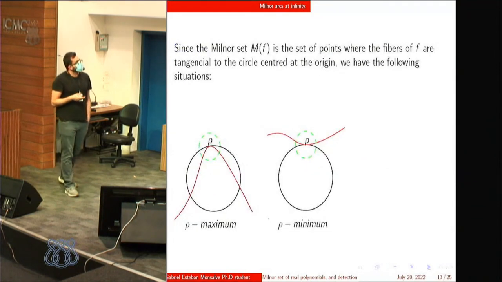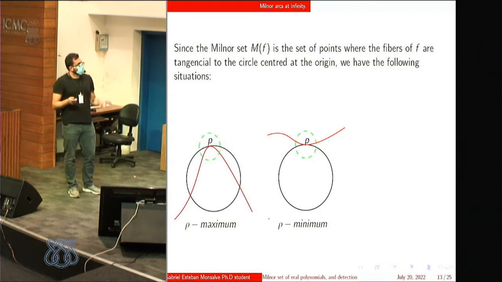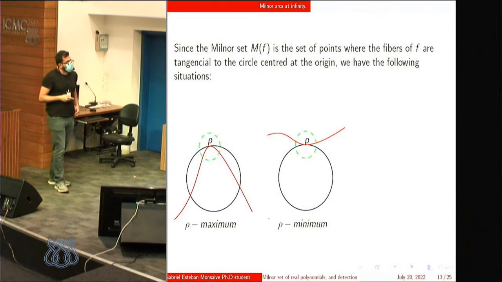An observation: by definition, the Milnor set is the points where the fibers of F are tangential to the circles centered at the origin. So we have two types of situations. Here in red we have a connected component of a fiber, and this connected component is locally inside the circle, as we can see here, or locally outside. When it's locally inside, we say it's a rho maximum, and when it's locally outside, we say it's a rho minimum. That's the type of tangency.